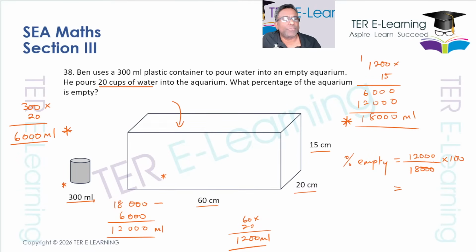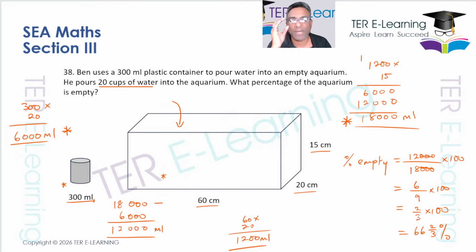These zeros here will cancel. This will be 6 2s are 12 over 9, by 100, which is 2/3 by 100. So 2/3 as a percentage will be 66 and 2/3%. All right, so that's the percentage of this aquarium that is empty.